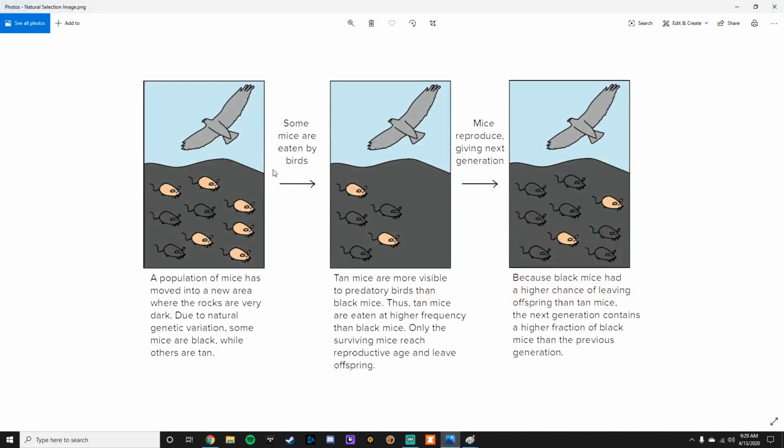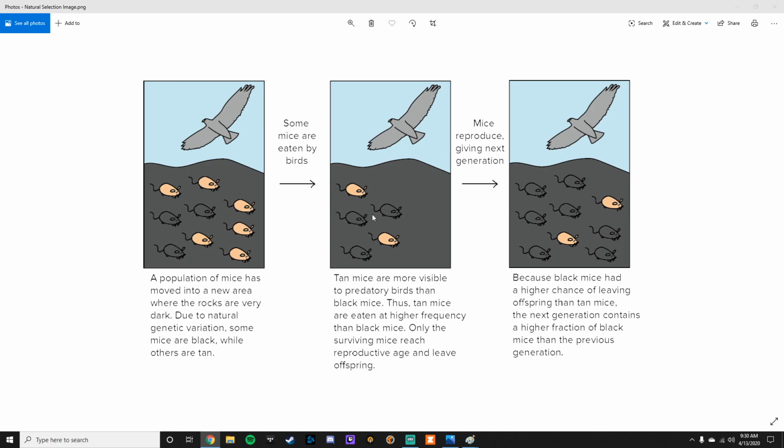So that's my last picture. You have this bird. Which mice stand out? It's kind of awkward asking myself questions, knowing that I'm going to give the answer to it. But this bird flies overhead. Which mice is it going to select against? Well, it's going to select against the ones that stick out.